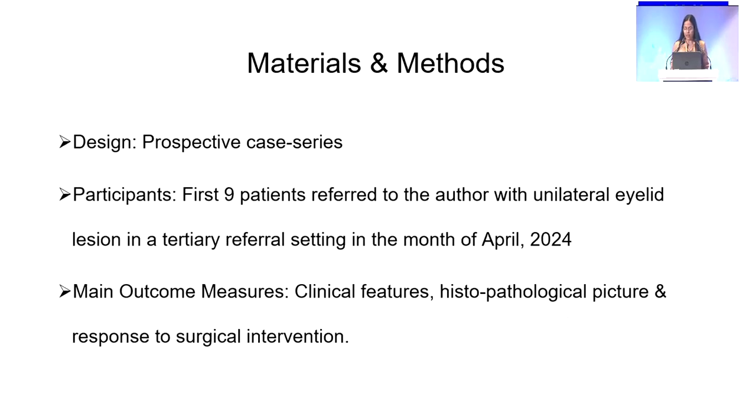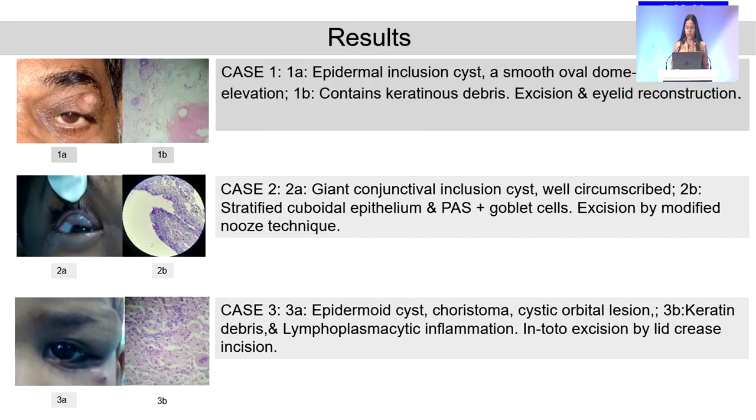Coming to materials and method, mine is a prospective case series. The first 9 patients referred to the author with unilateral eyelid lesion in a tertiary referral setting in the month of April 2024 were taken up for the study. Main outcome measures are clinical features, histopathological pictures, and response to surgical intervention.